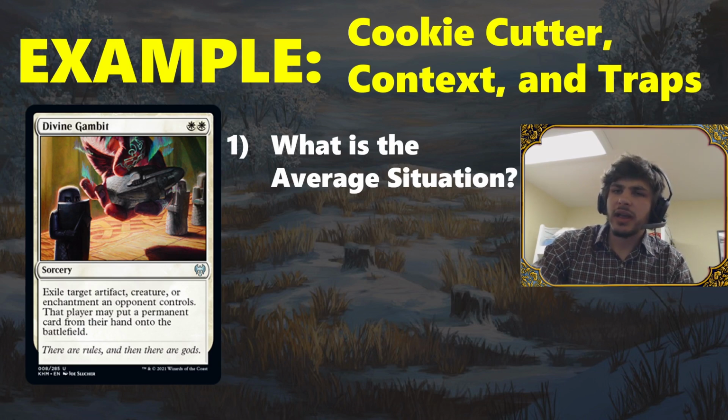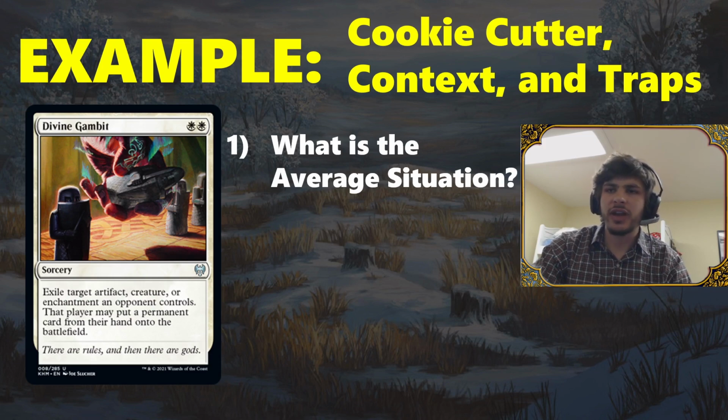But the more I thought about it, I think the average situation for this card when you're actually casting it is pretty reasonable, because you're not going to cast it on their small card. You're going to wait till they play a 5-drop, and then you're going to Divine Gambit it. And if they have another card, they were going to play it anyway.